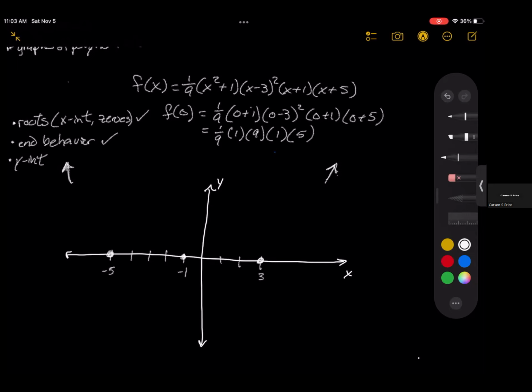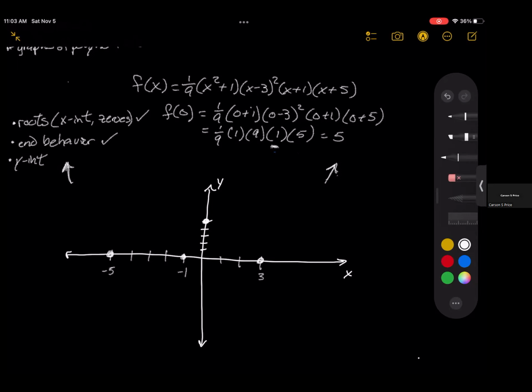So what am I going to get here? That 9 will cancel with that 9. 1s times anything is just itself. So really, this is just 5. Okay. So I go up 1, 2, 3, 4, 5. And that's where I cross my y-axis.